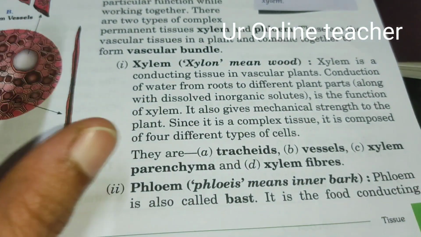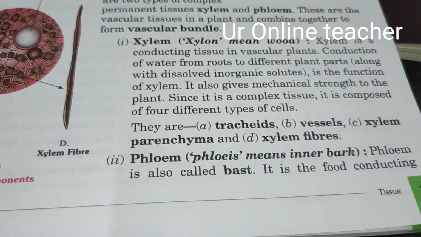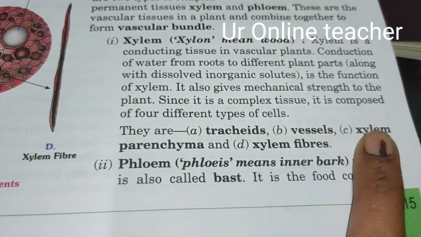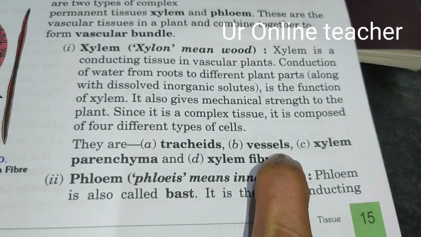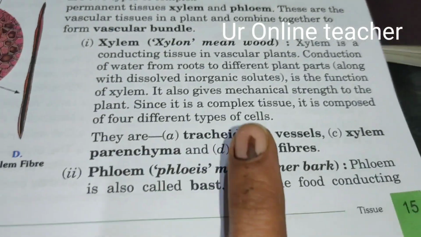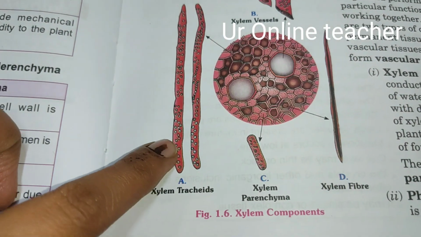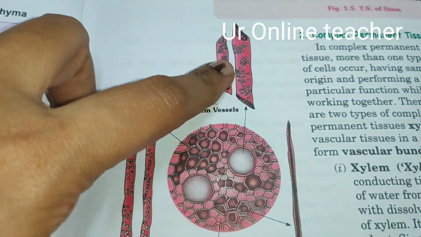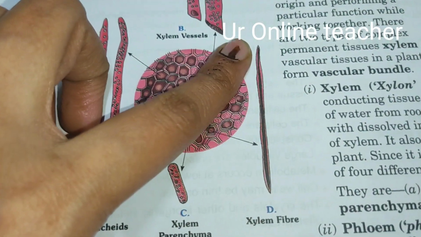So in simple tissues, the same type of cells will be there. In complex tissues, different types of cells will be there. So what are the 4 different types of cells here? Tracheids, vessels, xylem parenchyma and xylem fibers. Let's see the diagram here. See, xylem tracheids, xylem vessels, xylem parenchyma, xylem fibers.